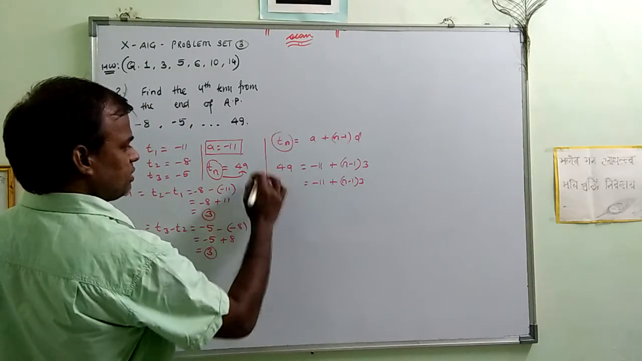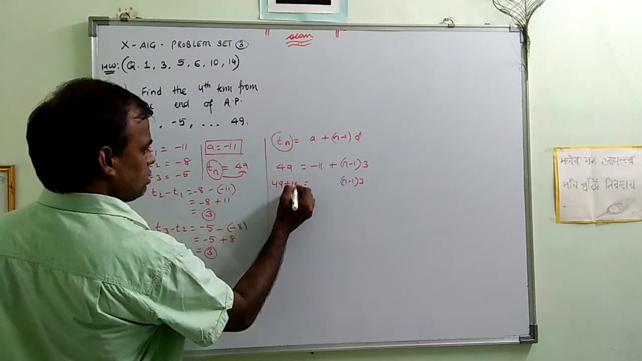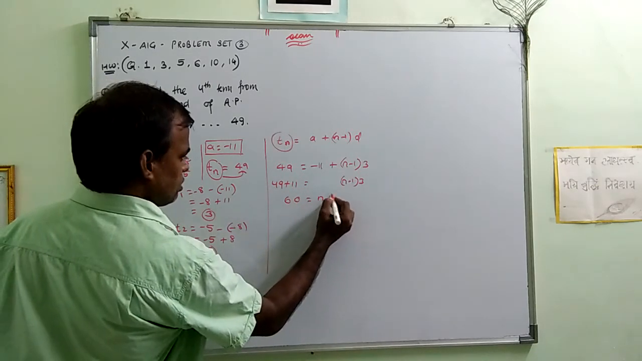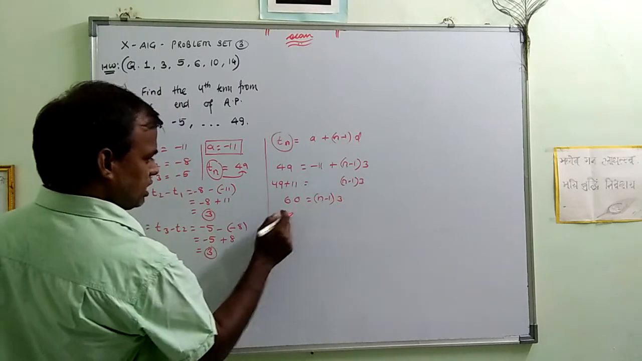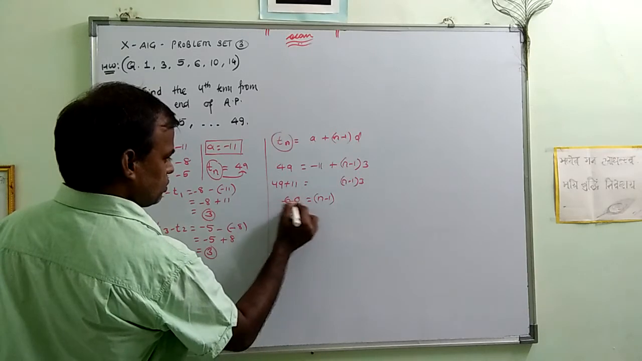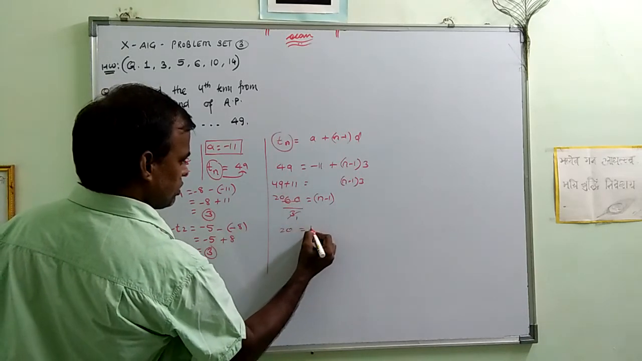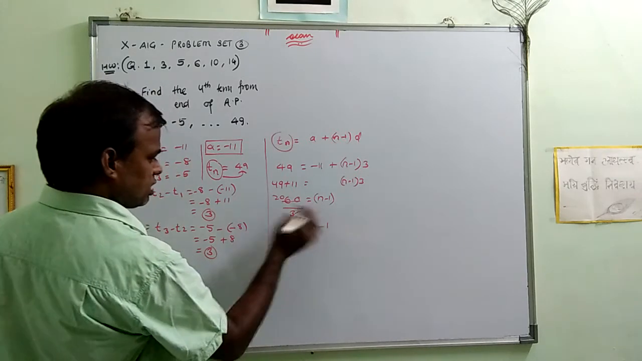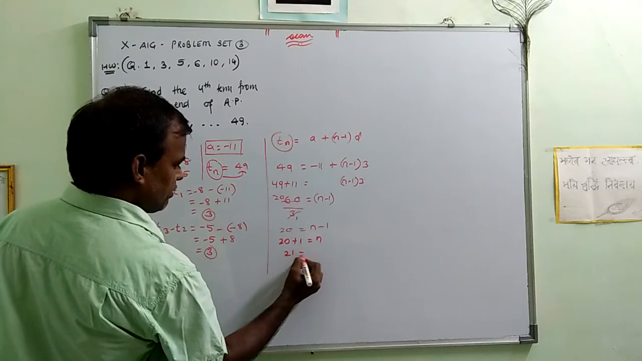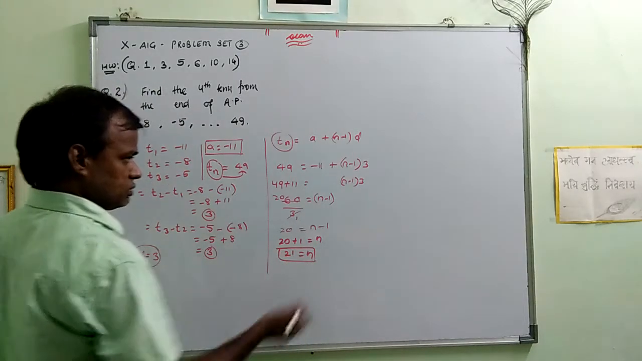So this -11 comes to this side, so it becomes 16. So this 3 comes down, 1 the 2 the, so 20 equals n minus 1. This -1 comes here as plus 1, so 21 equals n. Now we have n also.